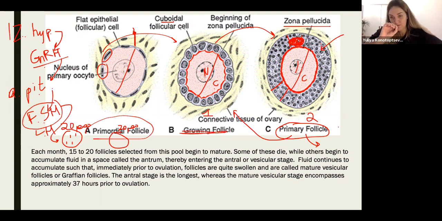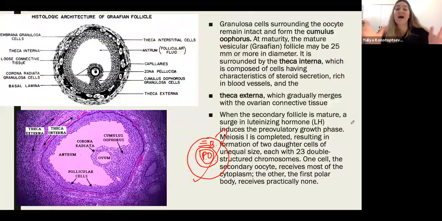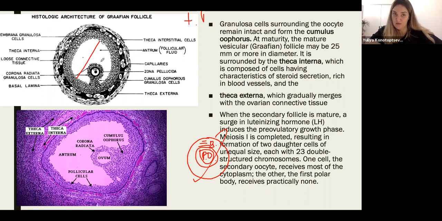15 to 20 follicles can reach secondary follicle stage, but only one of them can reach the final stage of development, which is the tertiary follicle stage. What does the tertiary follicle consist of? You can see that this is the antrum. It got super, super big, right? So this is the cavity. It got super big. In the secondary, it isn't as big. In the primary, it is not big, as you can see here.